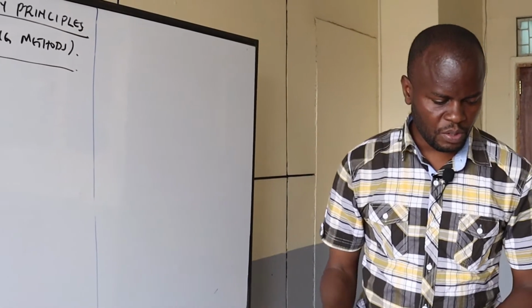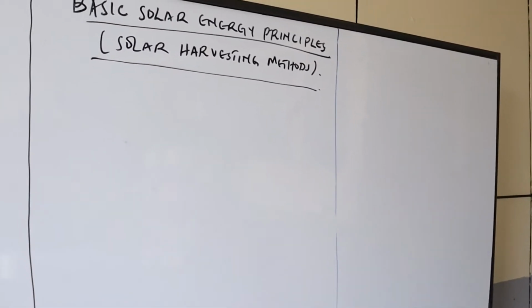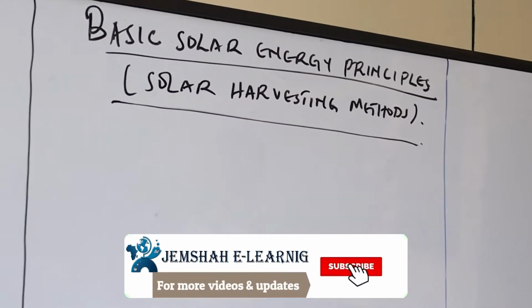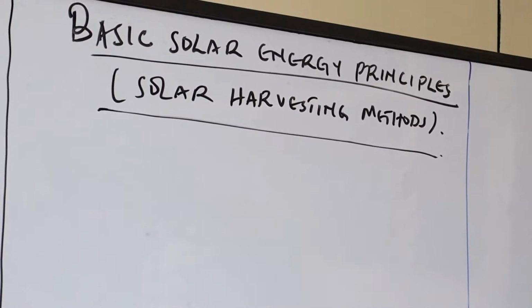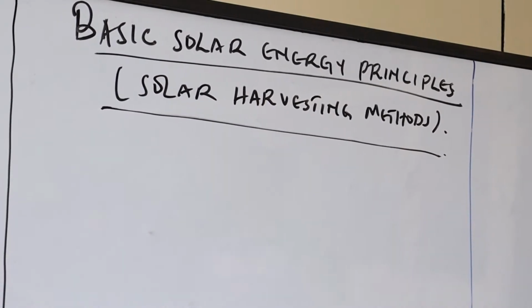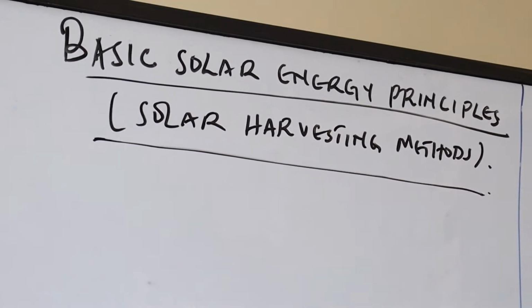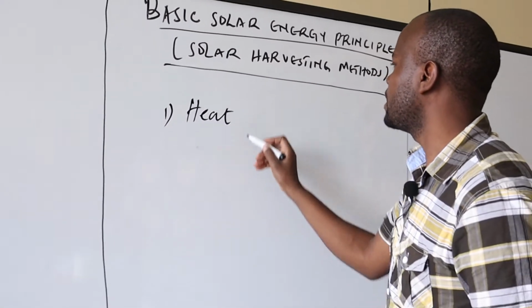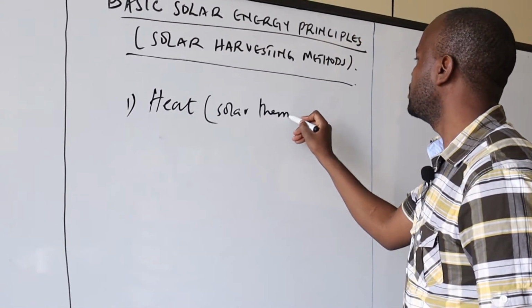So when we talk about the basic solar energy principles, there are two ways by which the solar energy can be harvested. One of them is what we refer to as heat, that is the solar thermal technology. We can harvest it in terms of heat, or the solar thermal technologies.